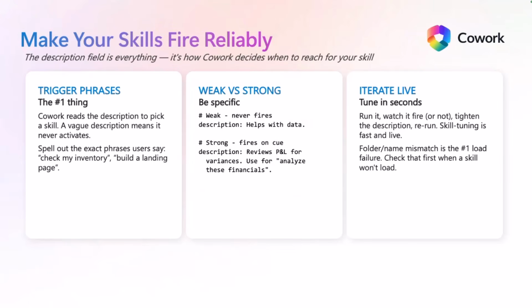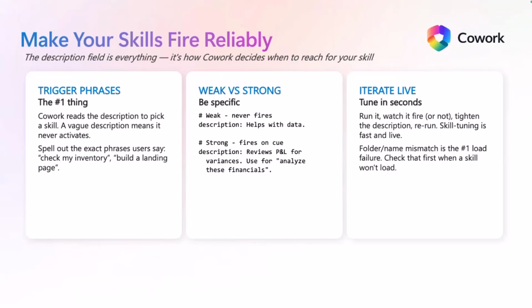To really make these work reliably, because sometimes people want to use a skill but it's not being called reliably, things to look out for, as I mentioned, is the description. Make sure that you have something really descriptive there, because with a vague description, it will never activate. Let it know that, hey, when someone says check my inventory, then call this skill. So don't just say help with data. Say review P&L for variances and analyze financials, right? Be as descriptive as possible.